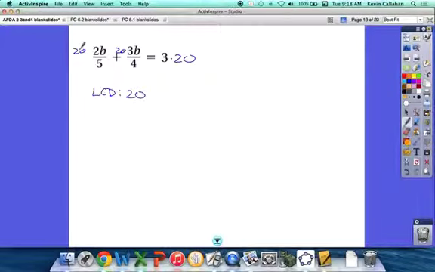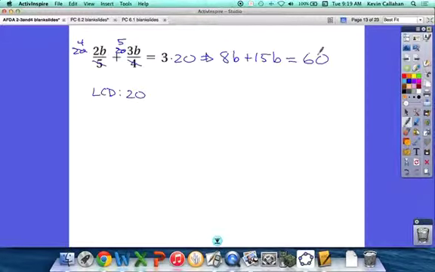5 goes into 20 how many times? 4 times. 4 goes into 20 5 times. So here's our updated equation, which does not have denominators anymore. 4 times 2b, 8b, 5 times 3b, 15b, 3 times 20, 60.